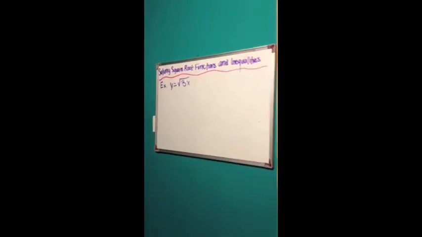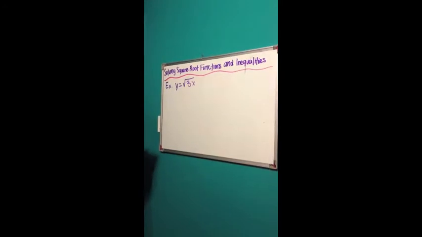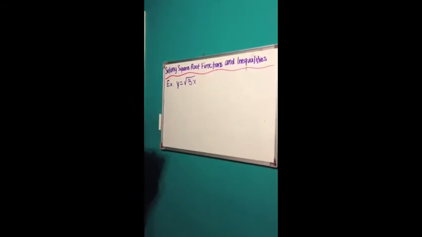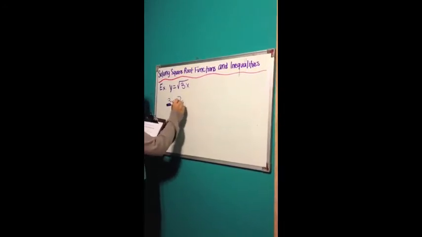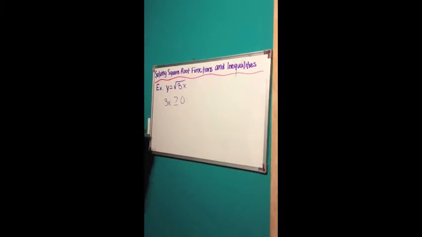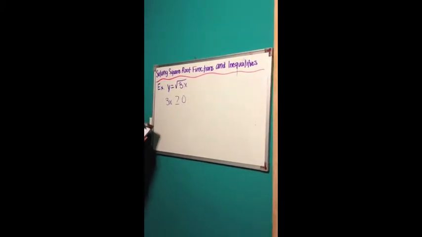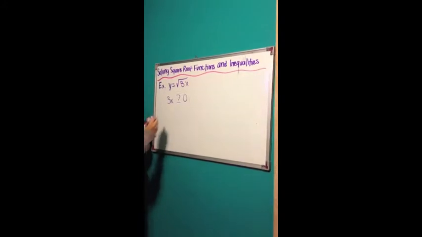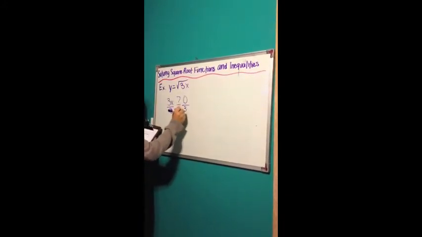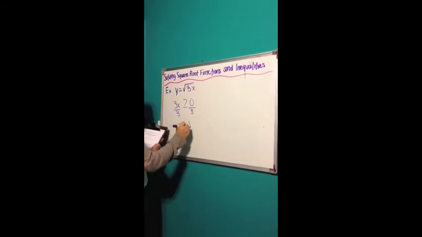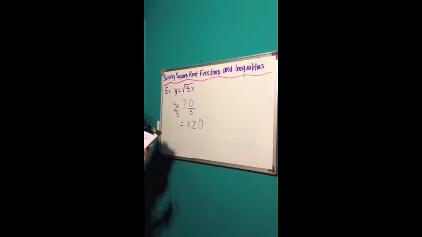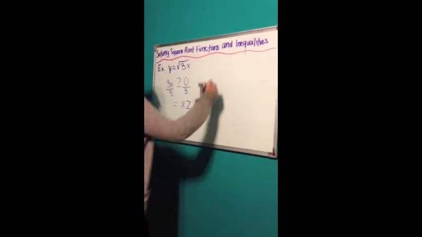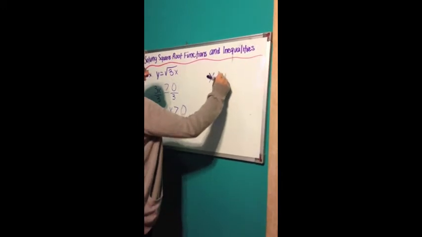Now we are ready to solve square root functions. Example 1. Y equals square root of 3x. First, you solve for x. Set 3x greater than or equal to 0. Now you will solve for x. Remember that the radicand can never be negative. Divide 3 to both sides. Then you'll find that x is greater than or equal to 0. Here is your domain.